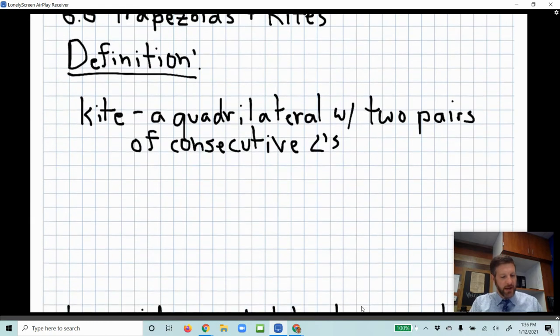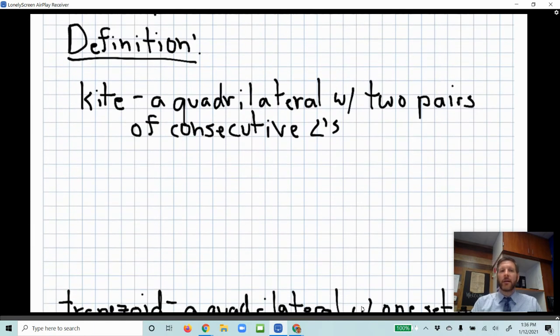The first shape is a kite. So what makes a kite? A kite is a quadrilateral with two pairs of consecutive congruent sides. Let me just fix that, I was writing that too quickly.